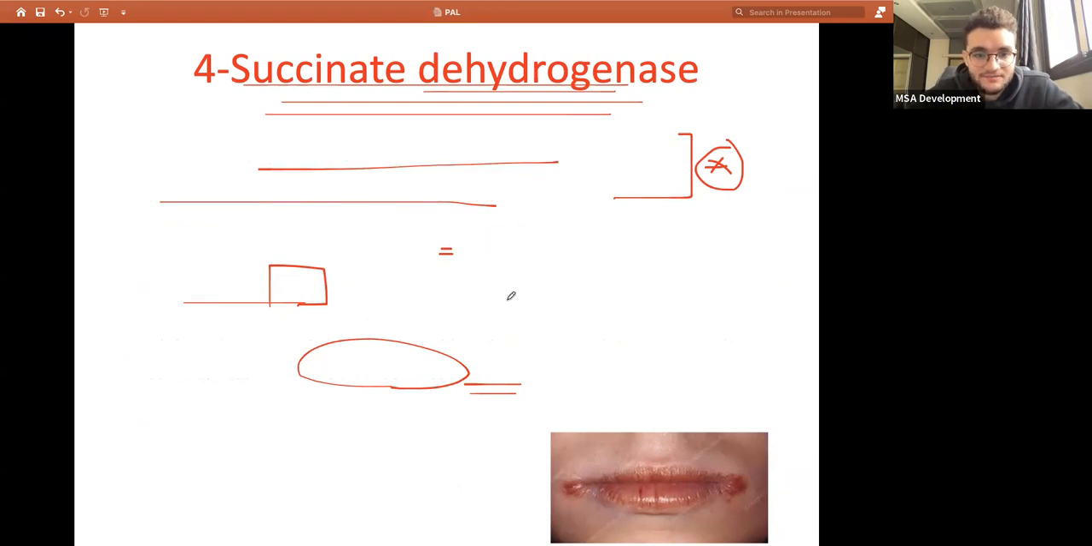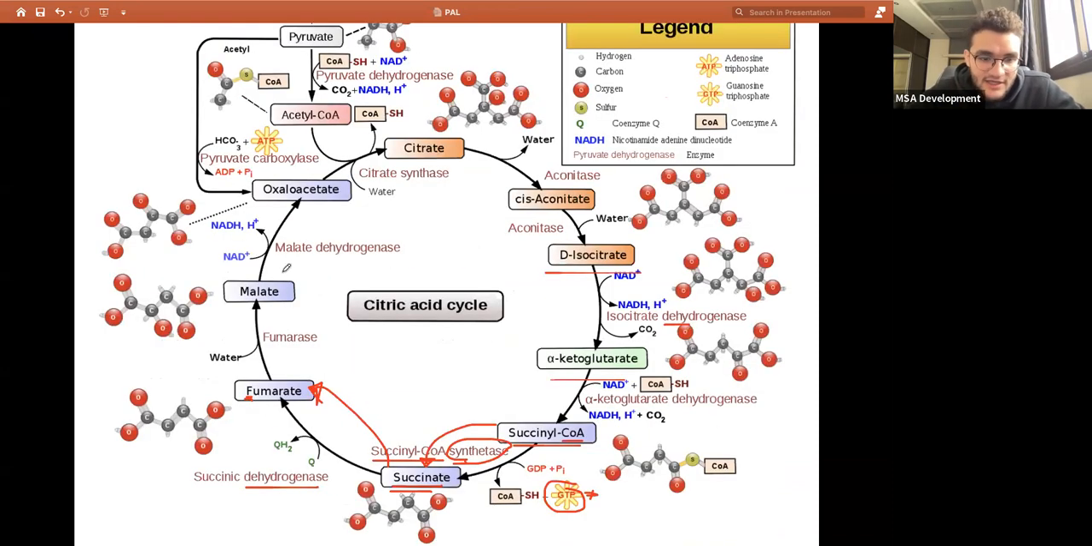Obviously, if you really look here, there's another step which forms another NADH, which is malate to oxaloacetate. I don't think it was discussed in your slides, so I don't think you have to know it. Just go over it in case it comes up in the exam. Just know it also forms an NADH. Okay, so obviously it's a dehydrogenase as well. The only dehydrogenase which forms FADH2 is succinate dehydrogenase because it forms fumarate. So F is fumarate. Okay.